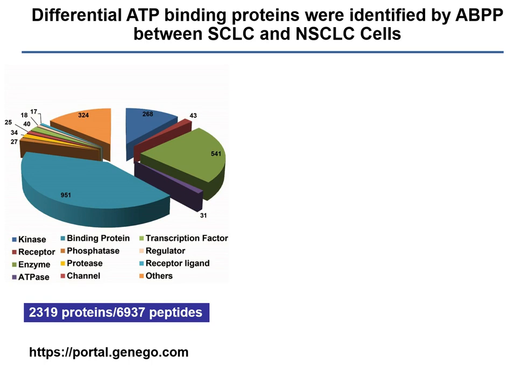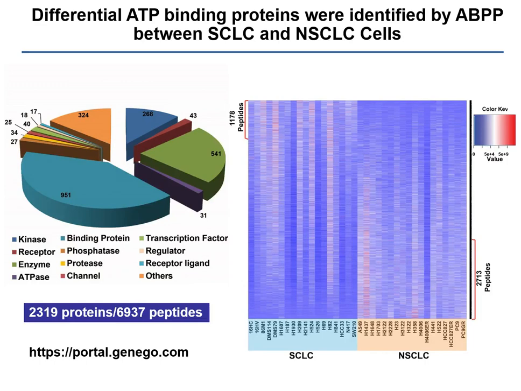Here the pie chart shows the ATP binding proteins identified by ABPP in the 36 cell lines. You can see most of them are ATP binding proteins, enzymes, and kinases. The heat map is generated based on the intensity of each individual peptide. And you can see the upper left corner is the peptides with high intensity in small cell lung cancer, and the upper right corner is the high intensity peptides in non-small cell lung cancer.